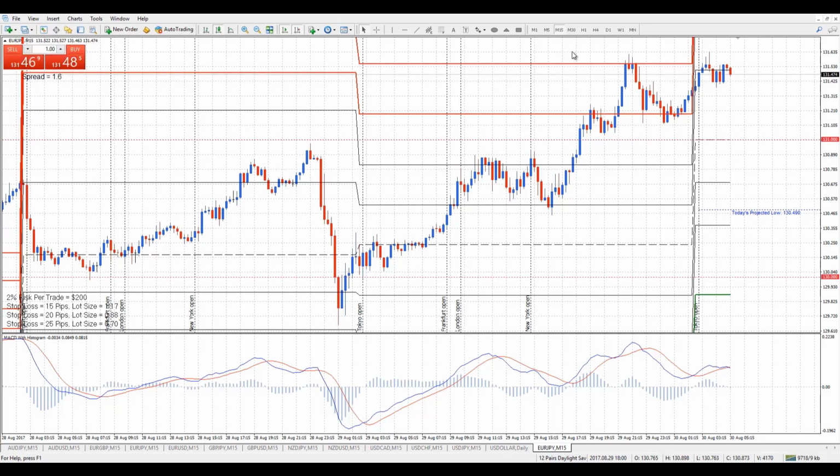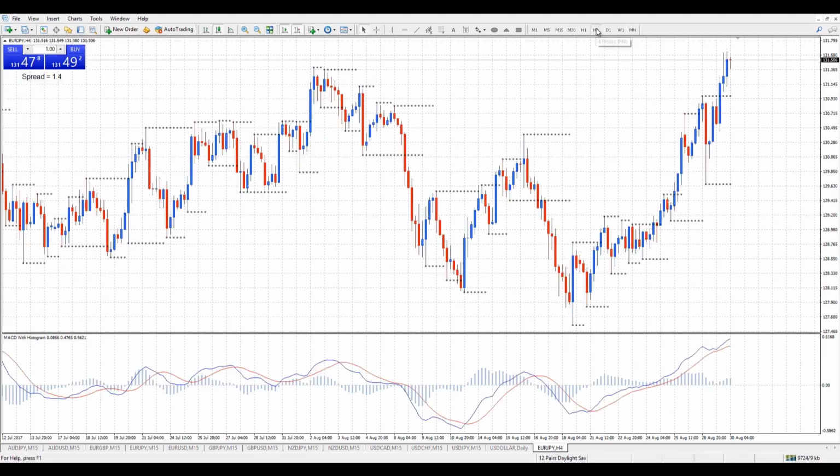So to change the time period on the chart, you simply click on a different time period button. So I'm going to left click on the 4 hour button, and I'm now looking at the 4 hour chart. Okay, so that's how you can change the time period on a chart.